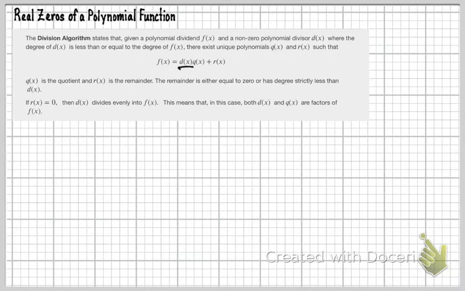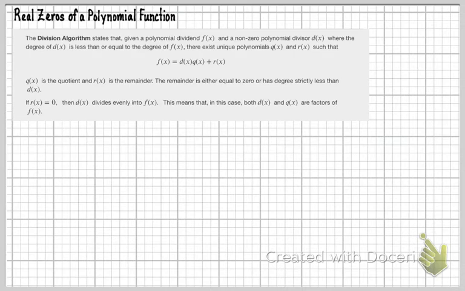equals d(x) times q(x) plus r(x), where d is the divisor. There exist unique q(x) and r(x), and this is what we see below here. Q is the quotient and r(x) is the remainder. The remainder is either equal to 0 or has degree strictly less than d(x), the divisor. If r(x) is 0, then d(x) divides evenly into f(x). This means that in this case, both d(x) and q(x) are factors of f.